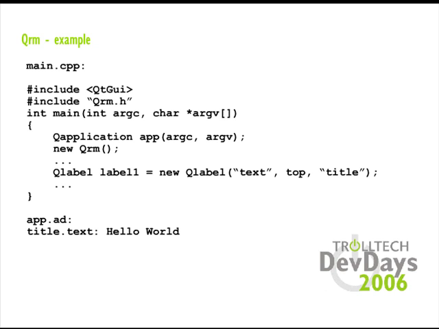The mechanical massaging I referred to is that in your current X resource file will say label string rather than text. And though we have the syntax in there to say when I see label string on a XM text or on an XM label widget, I should set the text property of the corresponding Qt widget.